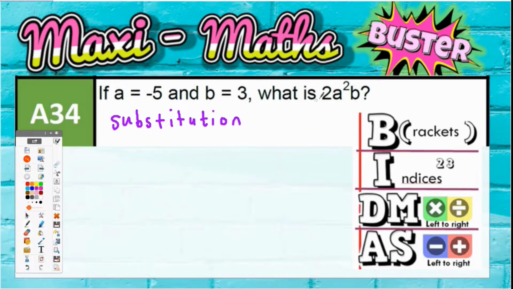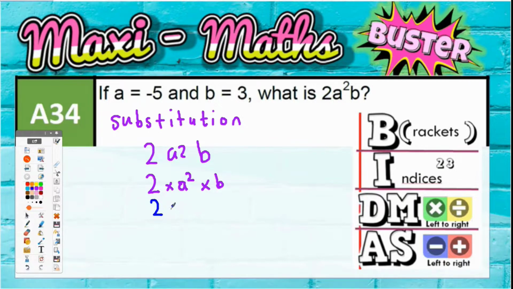So, where are there any invisible times signs first? Well, 2A squared B, you've got to remember that there is an invisible times sign between the 2 and the A squared. Make sure we do a better square this time. And then there's an invisible times sign between the A squared and the B. So there's our invisible times signs. Now let's start thinking about replacing the letters with numbers.